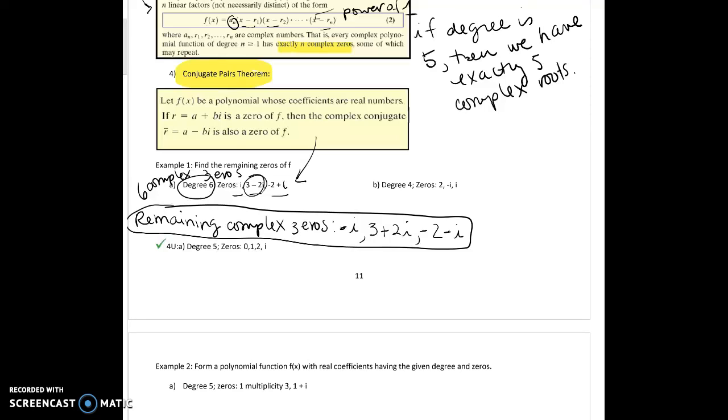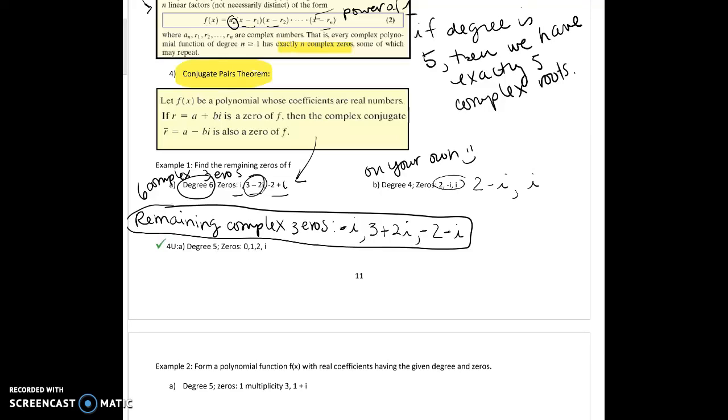Now, there's also a typo in here. Can you fix this right here? This should say 2 minus i, comma, i. Okay, so do me a favor. I would like for you to try this on your own. On your own, okay?